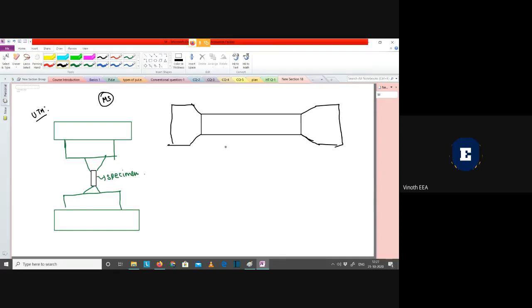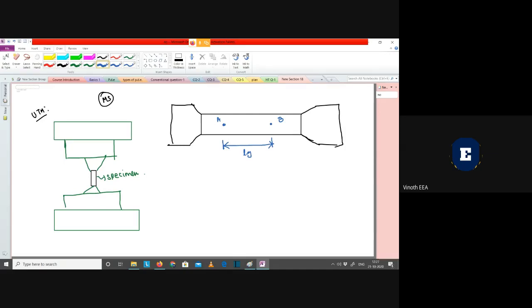Let us take this as our specimen. Generally, on our specimen we take two points, A and B. Let this point be A and this point be B, and the distance between these two points is taken as LG, which is nothing but the gauge length, or original length.